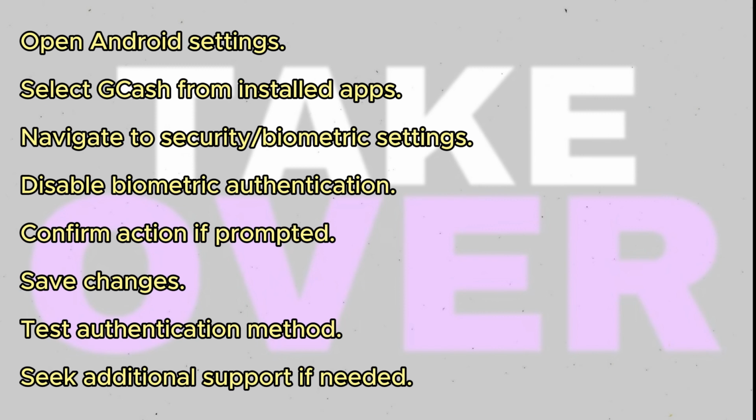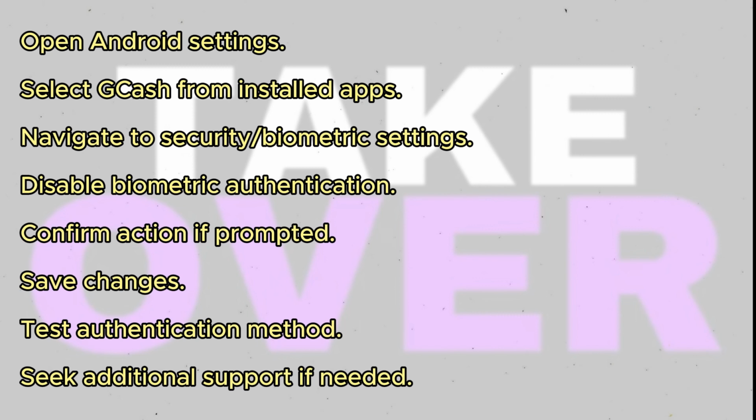Access Settings. Open the Settings menu on your Android phone. Select GCash app. Locate and select the GCash app from the list of installed apps. Navigate to Security Biometric Settings. Look for the Security or Biometric section within the GCash app settings.